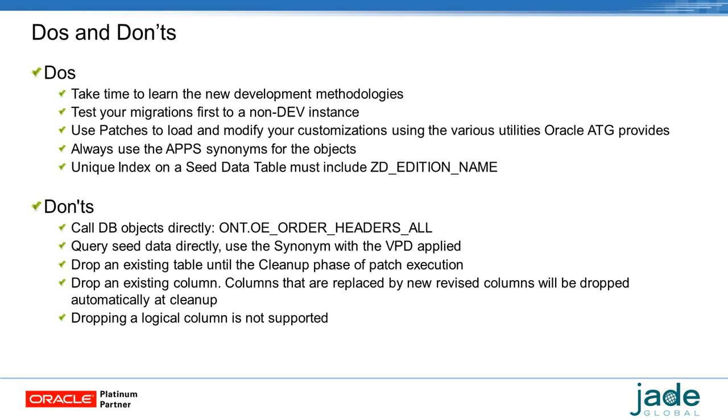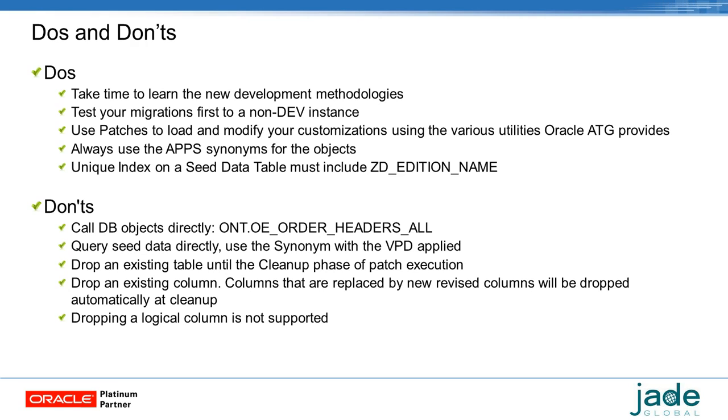And for don'ts, do not call the database object directly, no more ONT.OE_ORDER_HEADERS_ALL. Instead, you will directly call the APPS synonyms, which are sitting in APPS. This will indirectly point towards your edition view, which will capture the proper definition for the current edition, not any modified editions. When you want to query the data, you can directly use the synonym where VPD is applied. VPD is your MOAC views, which filter your data as per your orgs. Or you can directly use the underscore ALL synonyms.